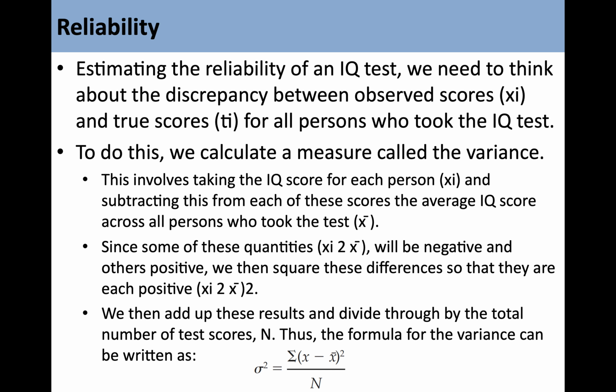Estimating the reliability of an IQ test, we need to think about the discrepancy between observed scores, xi, and true scores, ti, for all persons who took the IQ test. To do this, we calculate a measure called the variance. This involves taking the IQ score for each person, xi, and subtracting from each of these scores the average IQ score across all persons who took the test, x bar. Since some of these quantities, xi minus x bar, will be negative and others positive, we then square these differences so that they are each positive.